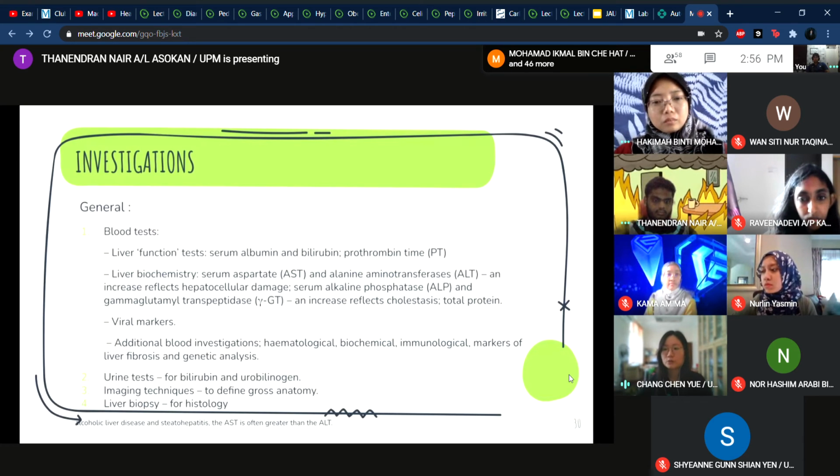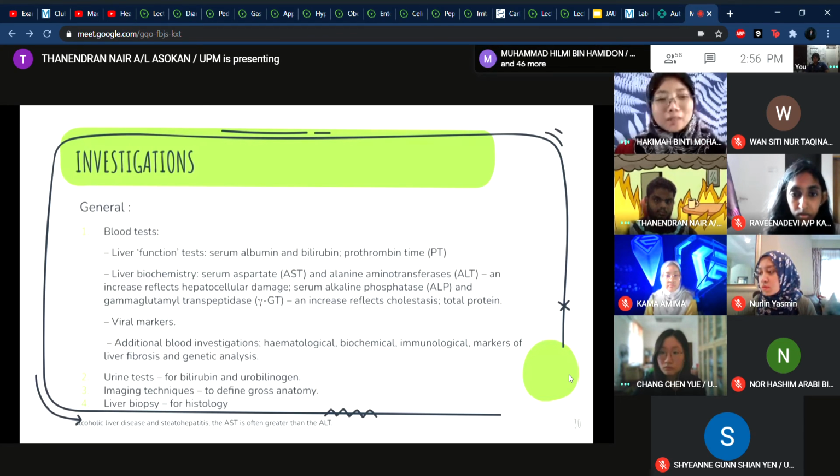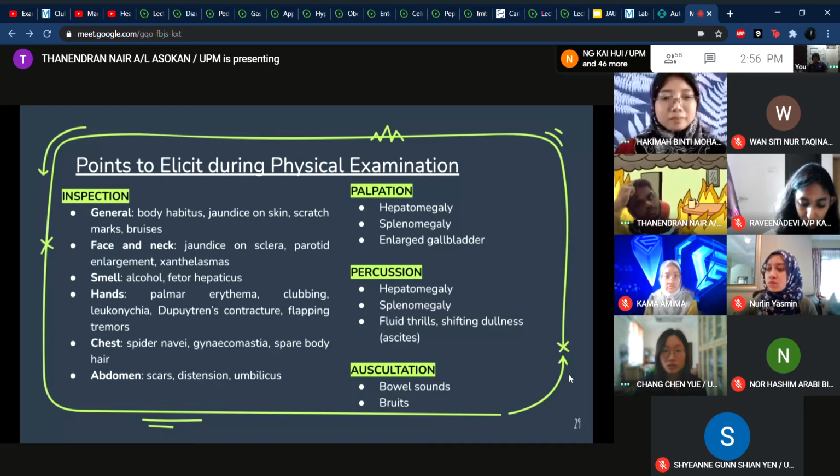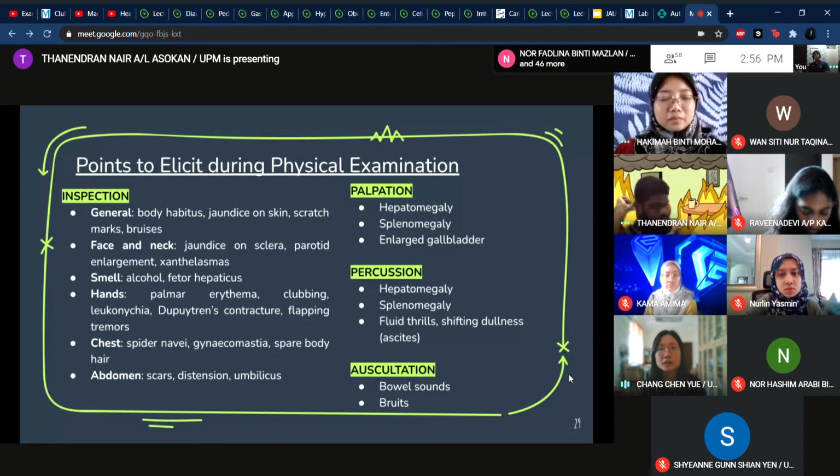And next, I will pass to Ravina for investigation and management. Chang, why does this patient have gynecomastia and sparse body hair? Gynecomastia and sparse body hair may be due to high estrogen because the liver is unable to excrete it.